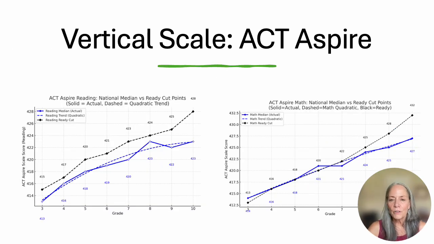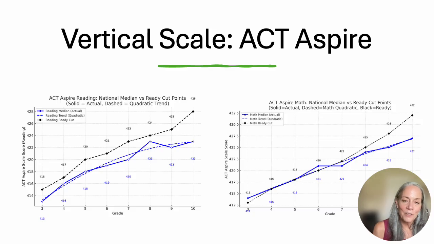But we have to pay attention to the properties of our new assessment to understand things better. Let's take a look at the vertical scale of the ACT Aspire. The ACT Aspire, reading on the left, math on the right, 2 really good illustrations. You can see the ready cut is the black dashed line. That is the expectation to be ready for college and to be successful in college and career ready courses. And then you can see that it increases in increments, almost in a linear way from left to right. Lower at grade 3, higher at grade 10.